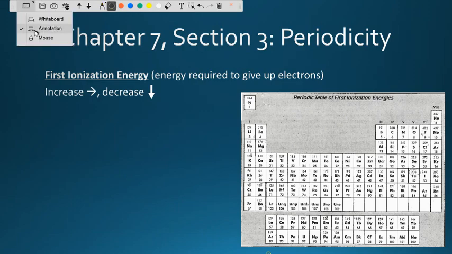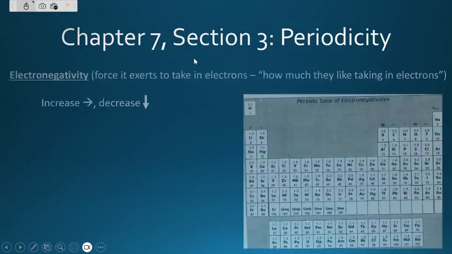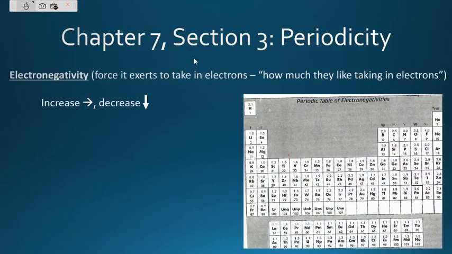Now, other way to think of things in terms of periodicity is electronegativity. The force it exerts to take in electrons, how much they like to take them in. Bad way to describe it when you say they don't like to do anything, so be careful with that. But how much do they have an affiliation? Electronegativity is actually a number.